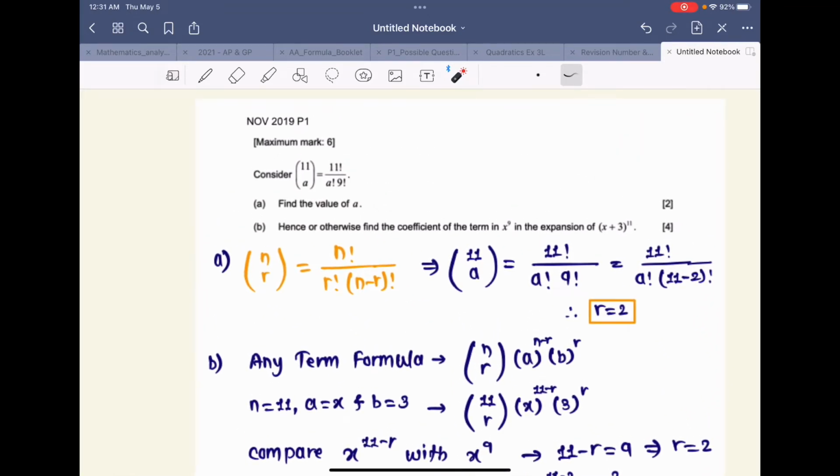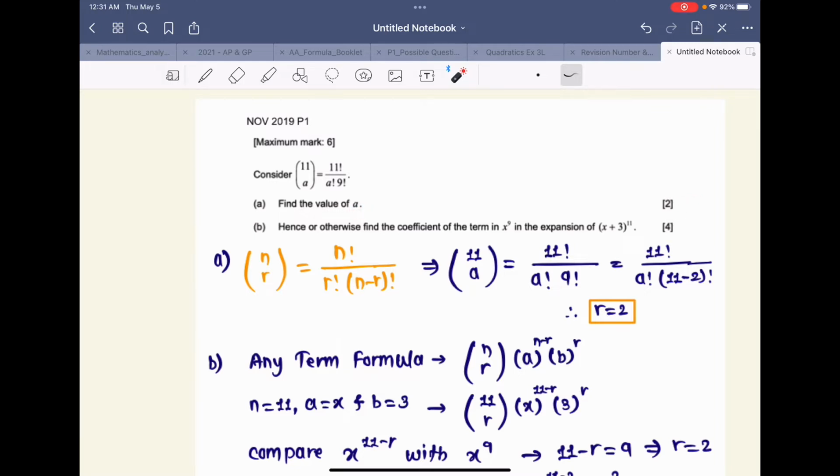November 2019, paper 1, again non-calculator. Consider 11CA, this is a combination formula. 11CA is 11 factorial over A factorial times 9 factorial. Find the value of A, which is for 2 marks.